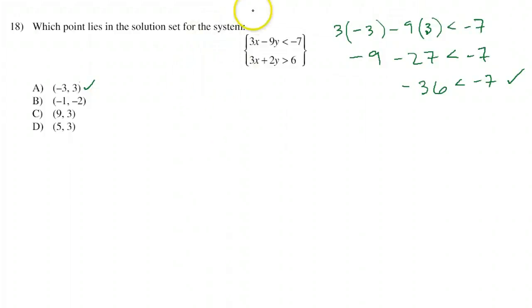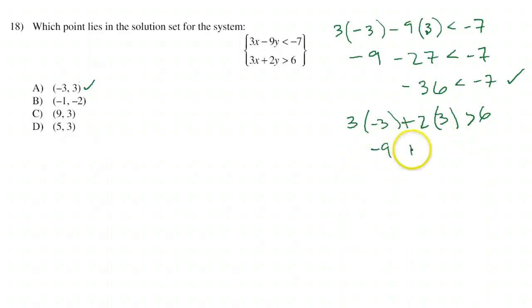So now we've got to check the second one, because if it's going to be a solution, it has to be a solution to both. So now let's plug it into the second one. That's 3 times negative 3 again, plus 2 times 3. And I want this to be bigger than 6. But let's see what happens.